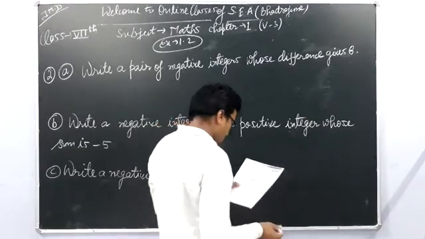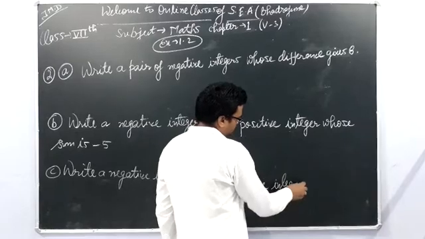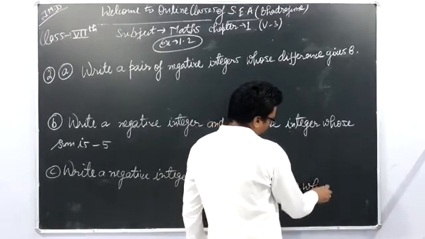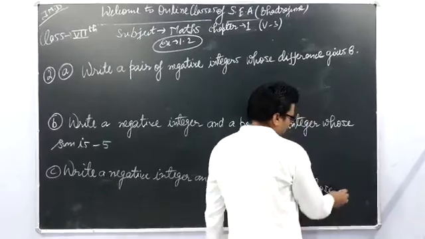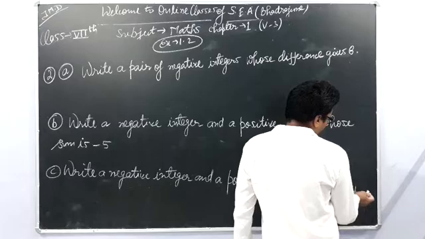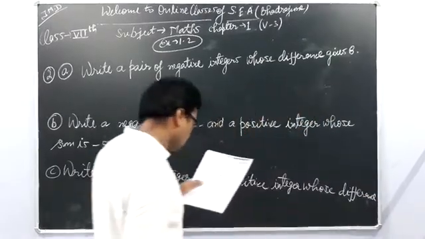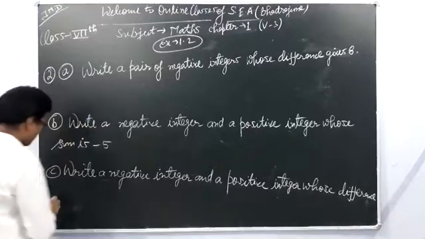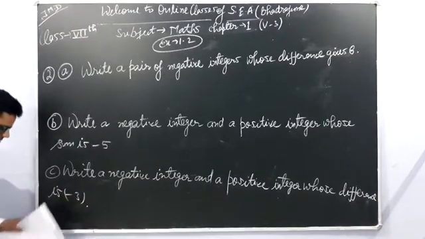Write a negative integer and a positive integer whose difference is minus 3. Whose difference is minus 3.